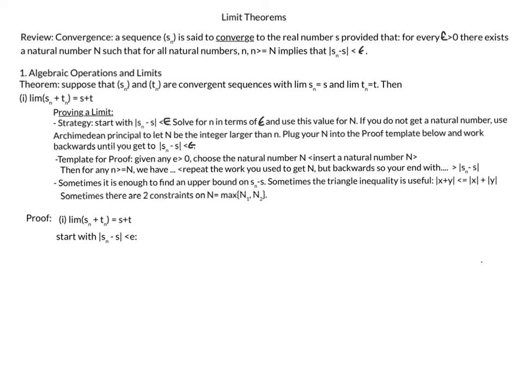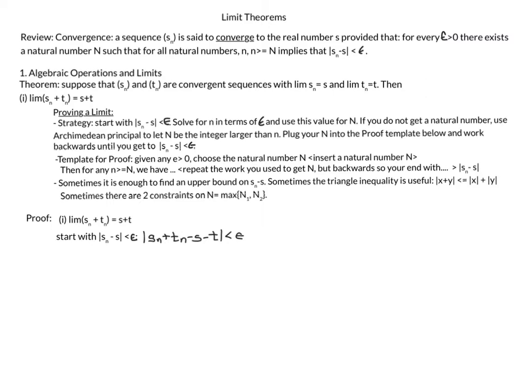When we look at this proof, I'm going to give you a reminder of how to prove convergence. The strategy is we would look at the absolute value of Sn minus s, taking this directly from the definition of convergence, less than epsilon. Then we solve for n in terms of epsilon and use this value for capital N. If we don't get a natural number, use the Archimedean principle to get N. Plug your N into the proof template below and work backwards until you get Sn minus s less than epsilon. This is the subject of the last video I did.